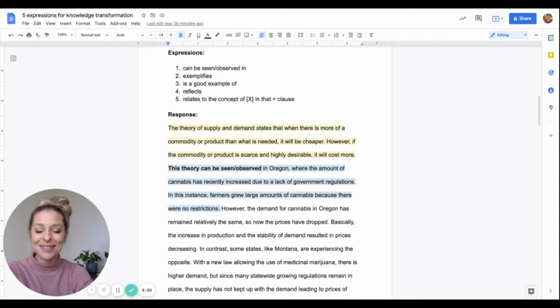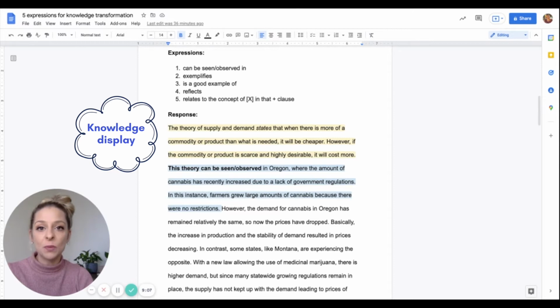So the yellow part says, the theory of supply and demand states that when there is more of a commodity or product than what is needed, it will be cheaper. However, if the commodity or product is scarce and highly desirable, it will cost more. This yellow part is simply knowledge display. You are repeating back the definition of supply and demand. This is a really good start, but if you just continue by giving a definition, then you won't be performing knowledge transformation.